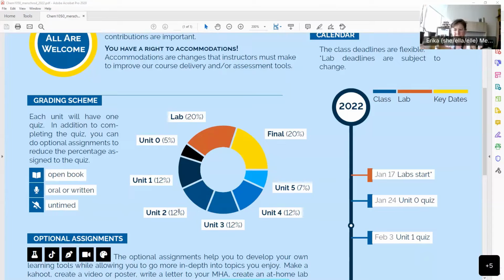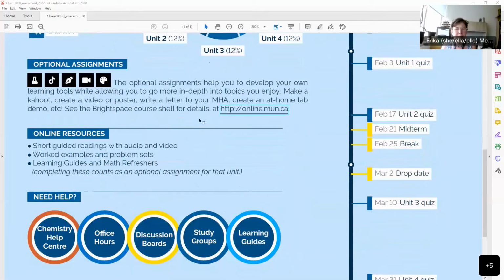So having that grading scheme right there as one key element. And again, having these icons saying it's open book, you can do it oral or written, it's untimed, really put that right up front. I didn't have as many questions about is the test open book or can I get extra time or that sort of thing. Then I had some explanations about optional assignments because that was quite different than they would have seen in other courses. I pointed them to online resources, to basically say, go look at the Brightspace page to find these types of things.